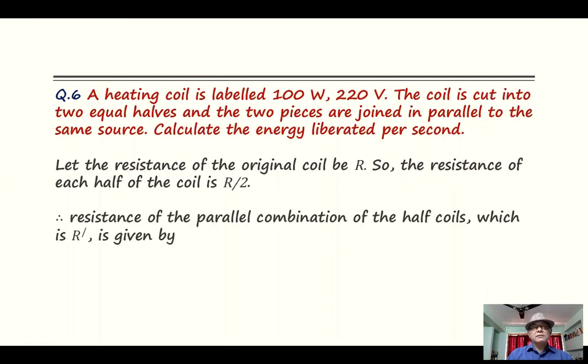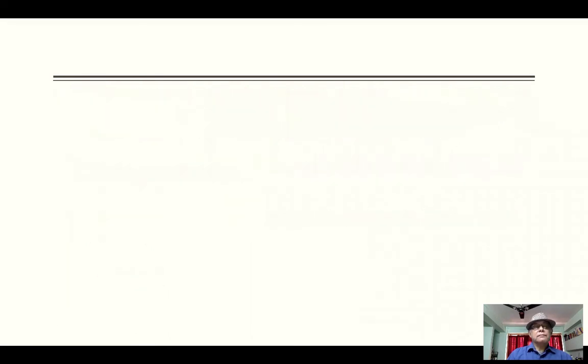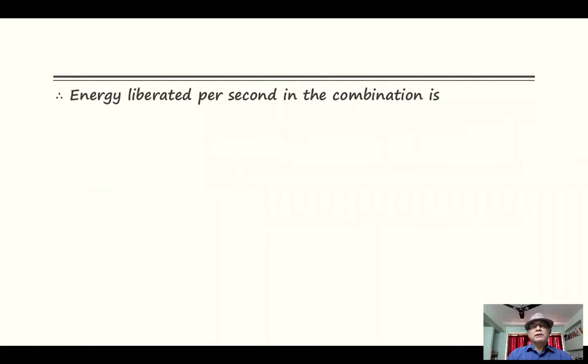Therefore, resistance of the parallel combination of the half coils, which is R dash, is given by this equation. Therefore, R dash equal to R by 4. Therefore, energy liberated per second in the combination is U equal to, finally, 400 joule.